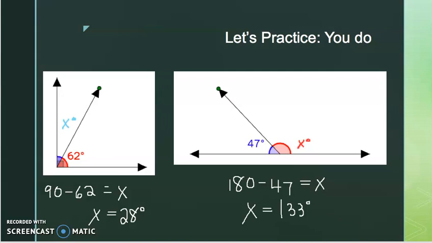For the supplementary angle, we know that it's a straight angle, 180 degrees. So I did 180 degrees minus 47 equals x, which is equal to 133 degrees. The other equation that you could have done was 47 degrees plus x equals 180.